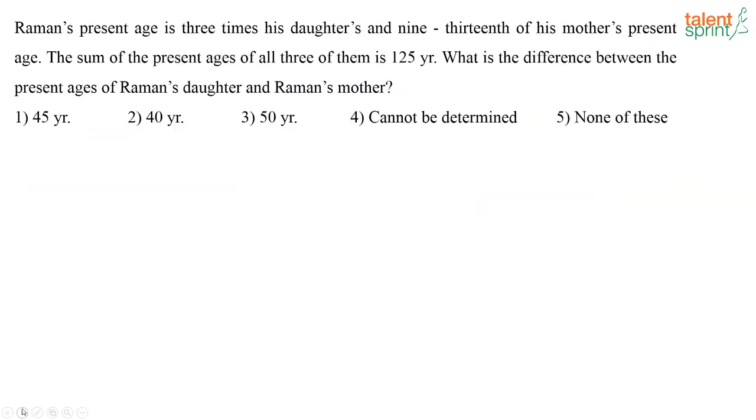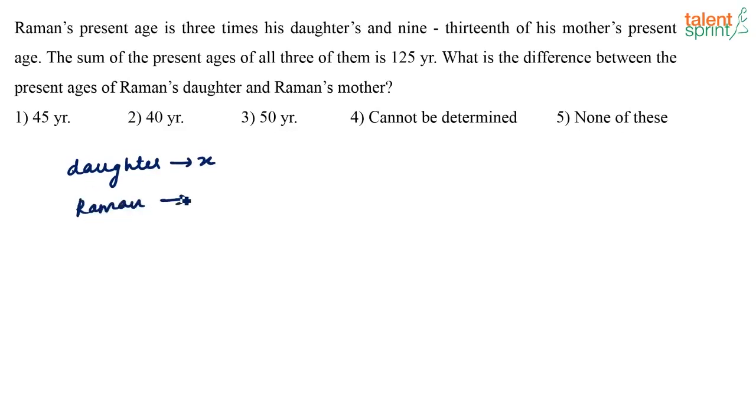Okay, next one. Raman's present age is 3 times his daughter's and 9/13 of his mother's present age. The sum of the present ages of all 3 of them is 125 years. What is the difference between the present age of Raman's daughter and Raman's mother? So for this question, how can you solve it? Assume the age of the daughter, let us assume the age of the daughter is x. So if the present age of the daughter is x, what is Raman's age?